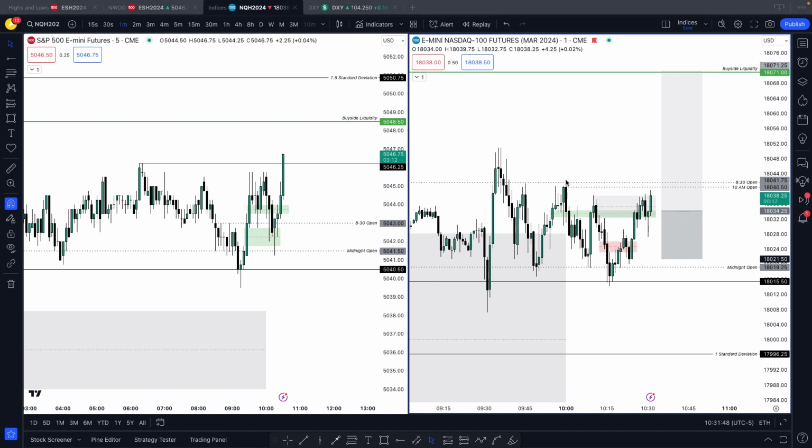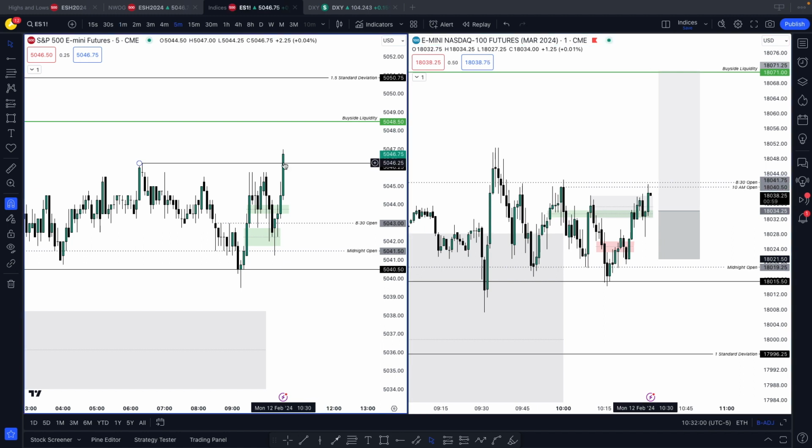So now you want to see it trade up toward the buy side right here, and then reach up for these highs. And there you go, ES hitting the buy side right there, and then you want to see it expand up into the buy side up here.